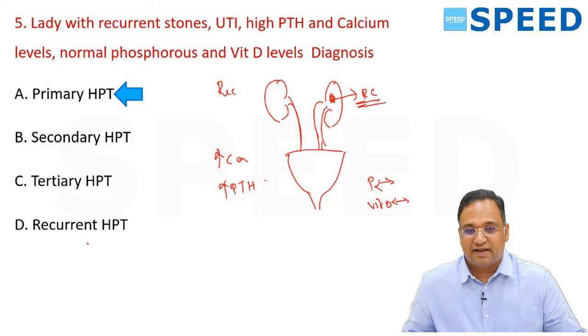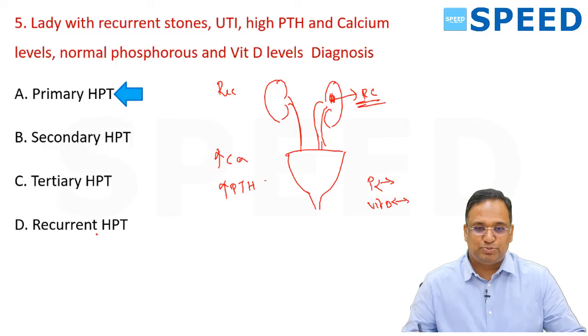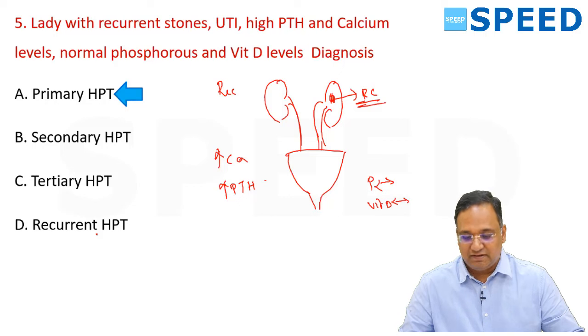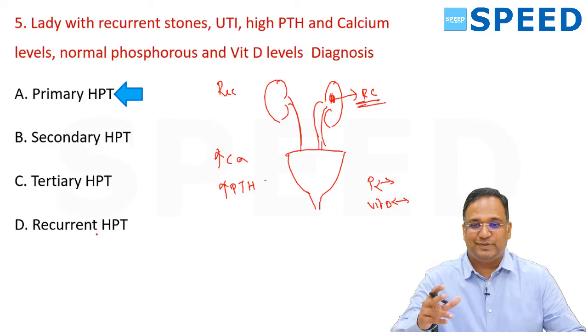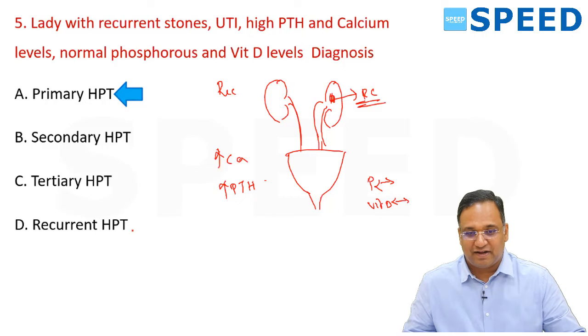Recurrent or persistent comes after the surgery. Once you do the surgery, after 6 weeks time, once initially all the levels of calcium come down, parathormone level comes down to the normal level, and it recurs after 6 weeks, then it is called recurrent hyperparathyroidism. It is called recurrent after 6 weeks. Okay. And there is something called persistent hyperparathyroidism.